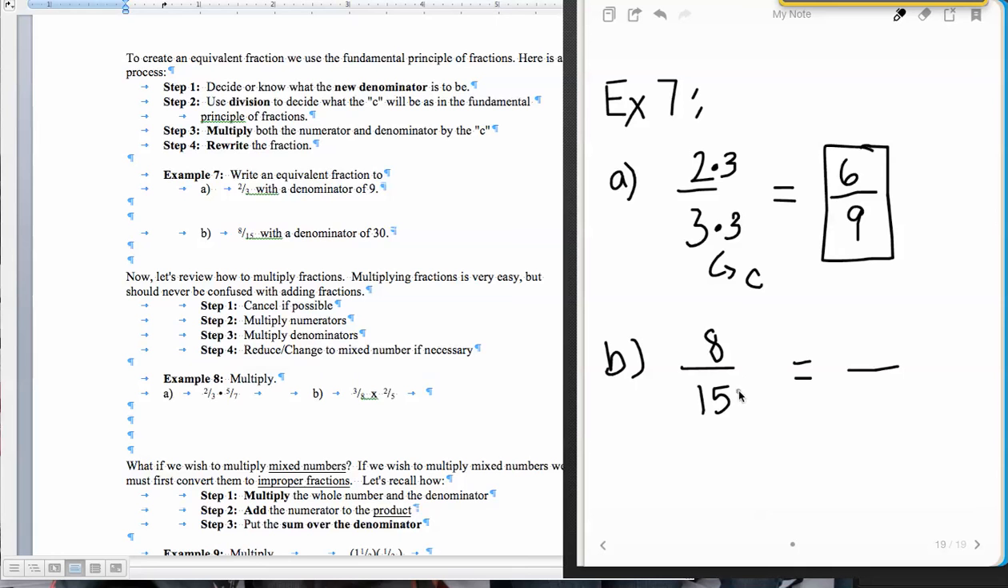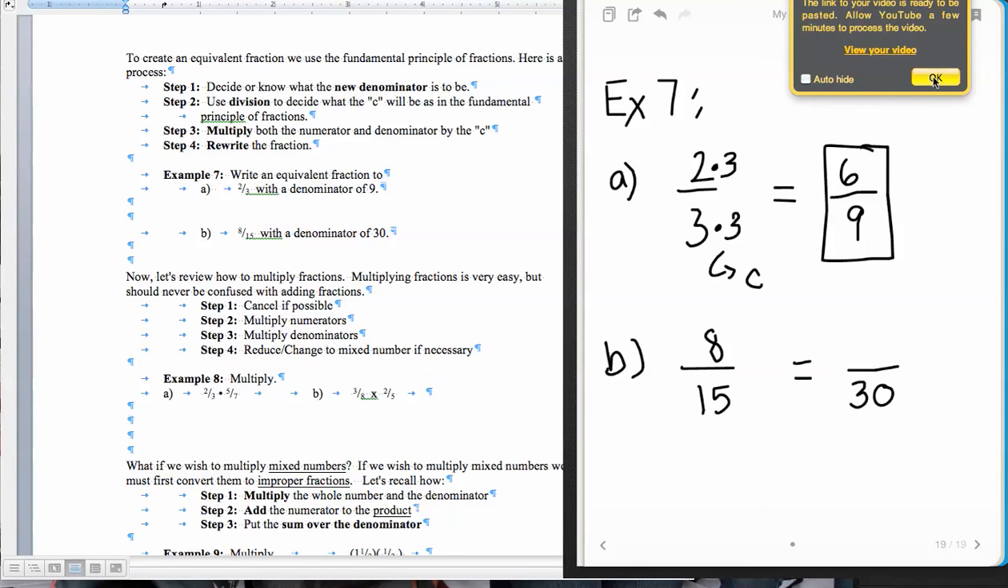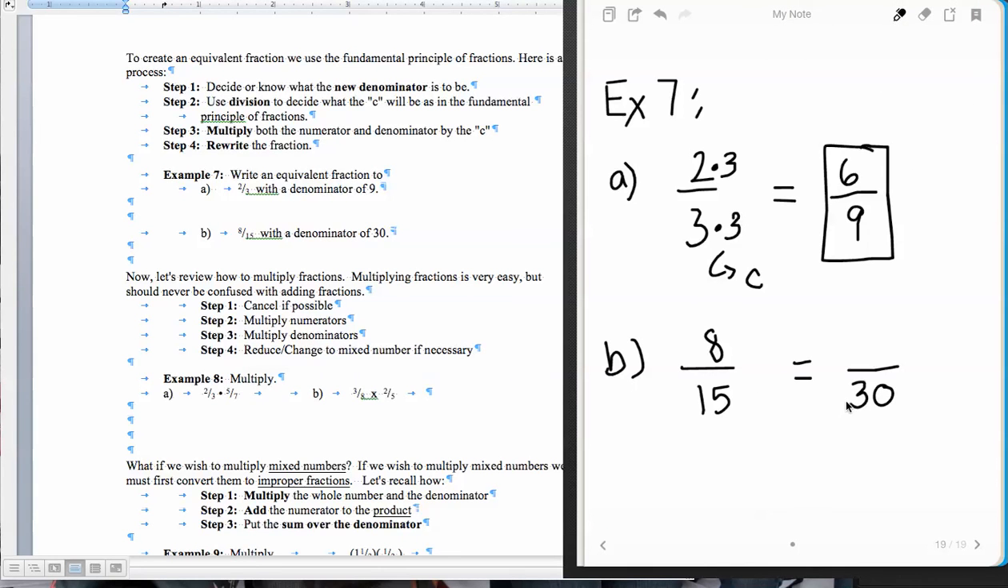Our next one, 8/15, we want a denominator on that one of 30. So I'm going to put the 30 over here. And now I say to myself, 15 times what is equal to 30? Or 30 divided by 15 is equal to what number? So that is going to give us a 2. And so this again is our c. And so this goes up here as well. 8 times 2, or 2 times 8, is equal to 16. And now we've created our equivalent fraction, or we've built the higher term. And that concludes how we're going to build higher terms. And now we're going to use some of these things.